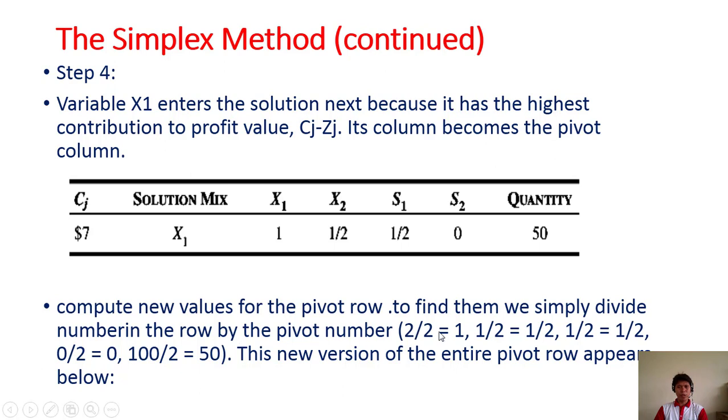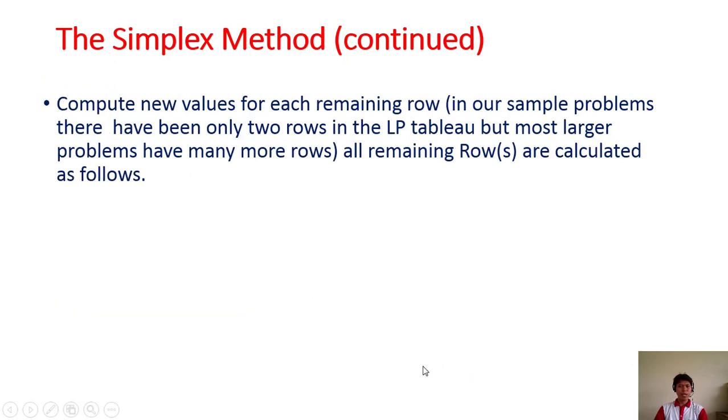2 divided by 2 is equal to 1. 1 divided by 2 is equal to 1 half. 1 divided by 2 is equal to 1 half, and 0 divided by 2 is 0, and 100 divided by 2 is 50. So everything we just divide by 2. Okay.